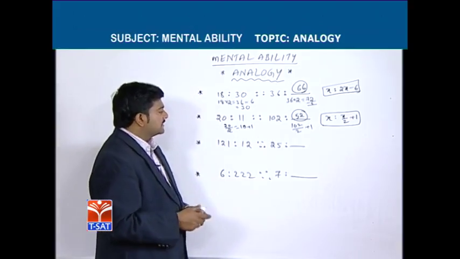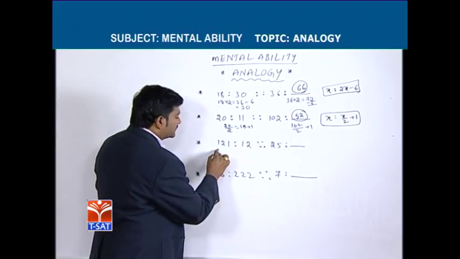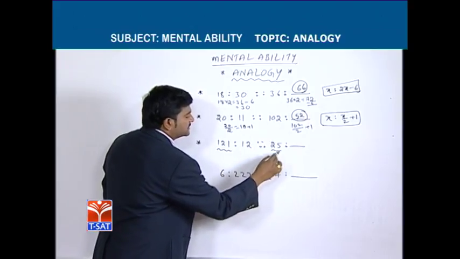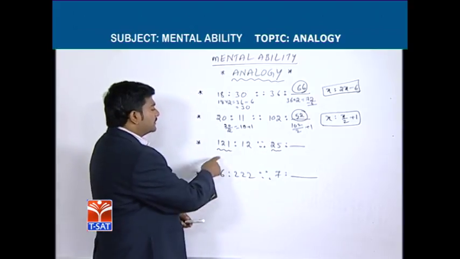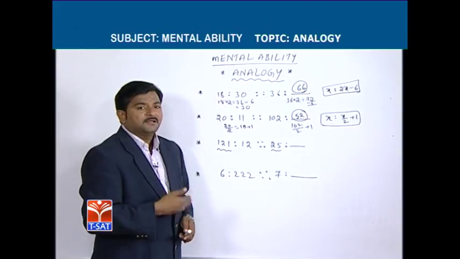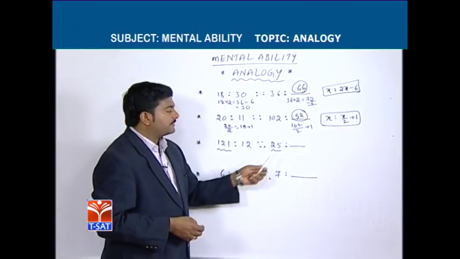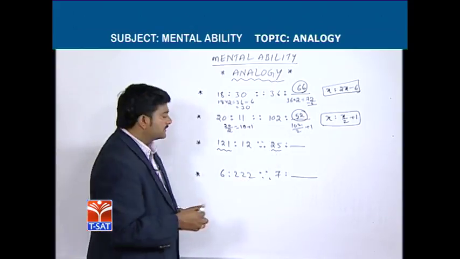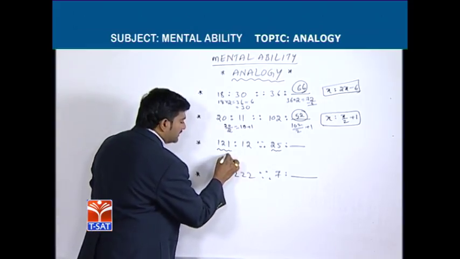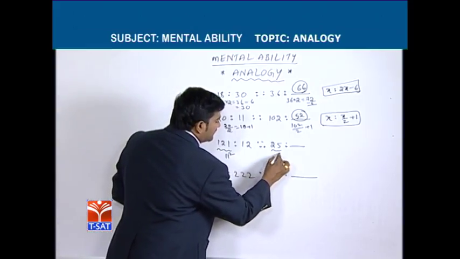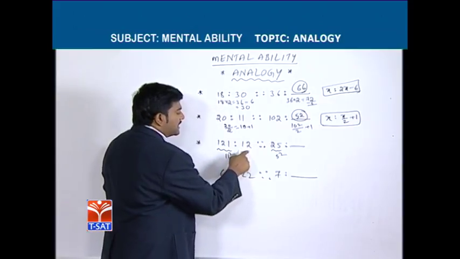Now focus on this. By observation, usually if you know the squares concept, you will get the idea here. See 121. 121 means what can you write here? 11 square we can write. 25 means what can you write? 5 square we can write. So similarly, what does it mean? 11 square, whereas here 5 square. If it is 11 square, how much is there?